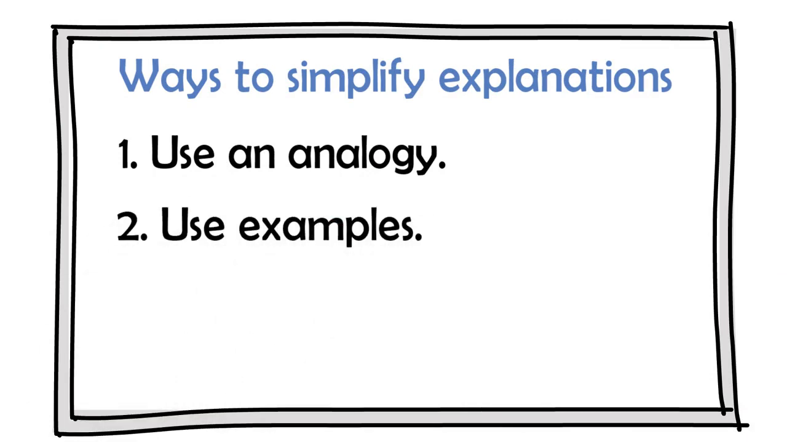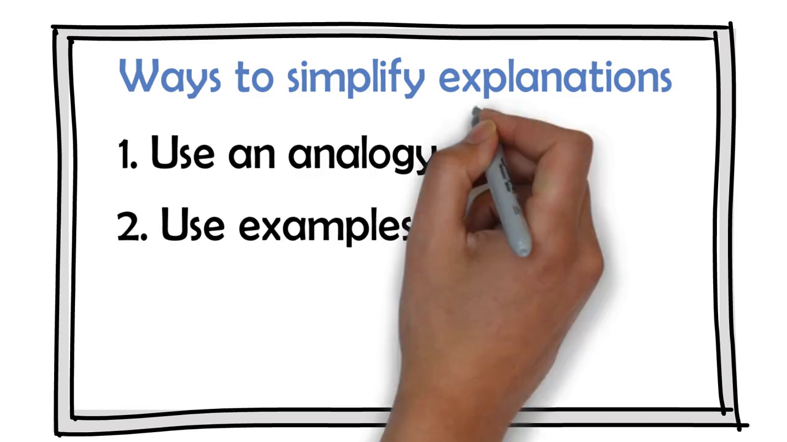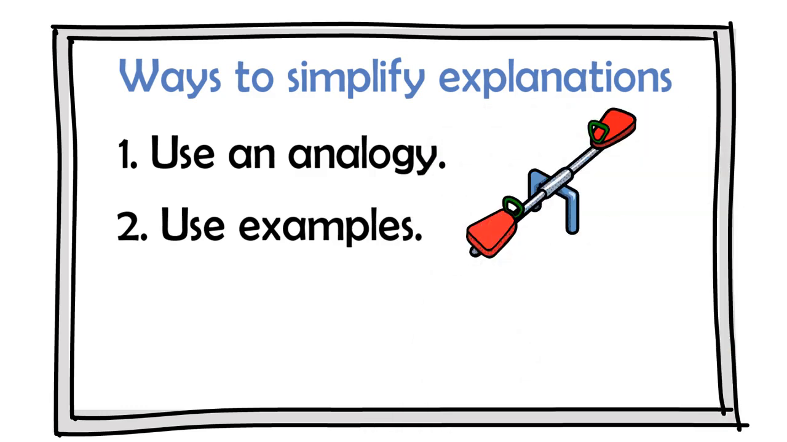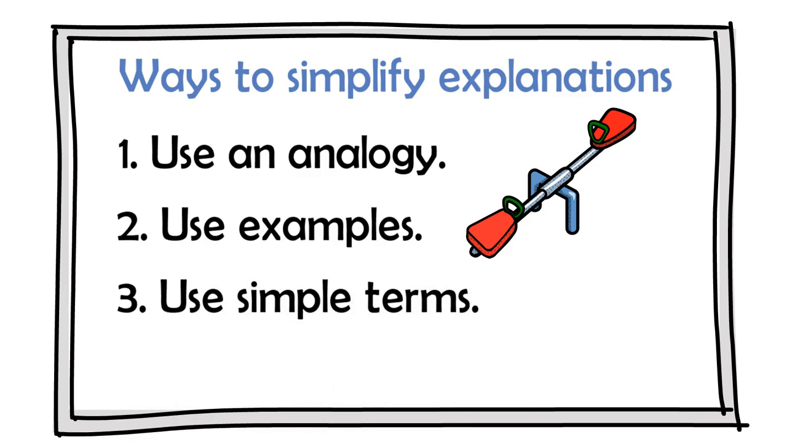For instance, you could explain the conversion of kinetic energy into gravitational potential energy and vice versa by talking about a seesaw. And you should always use simple terms. If you use technical terms, you have to explain them in this task.